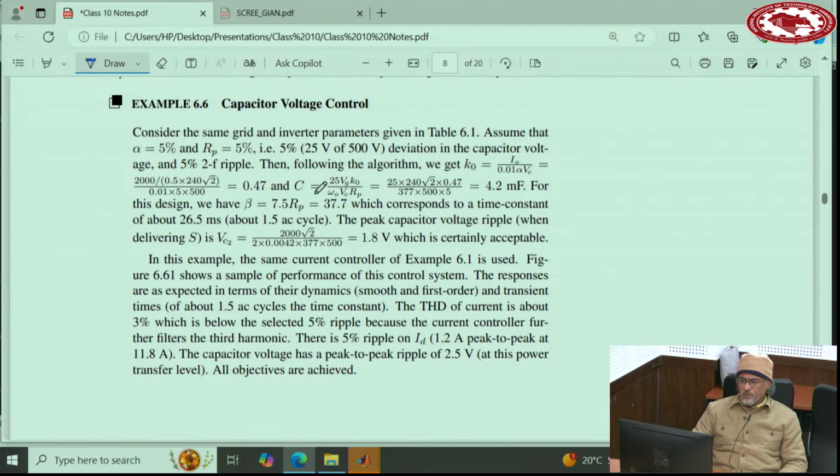Let's say for the same system that we had, 500 volt capacitor, we would like to allow 5%, which is 25 volts. And also 5% of the double frequency ripple on the current. Then you will calculate K0 from that equation, and that will be 0.47, and you calculate the required capacitance, that is 4.2 millifarad. This is basically the minimum capacitance that you need.